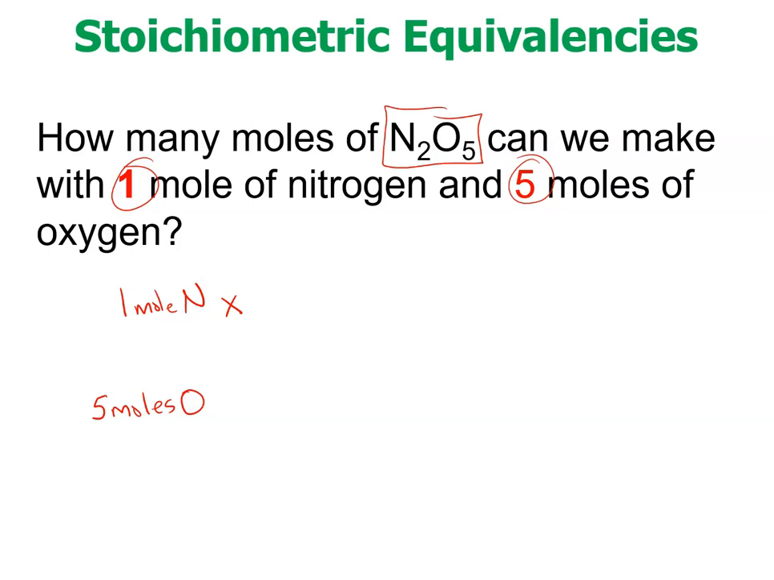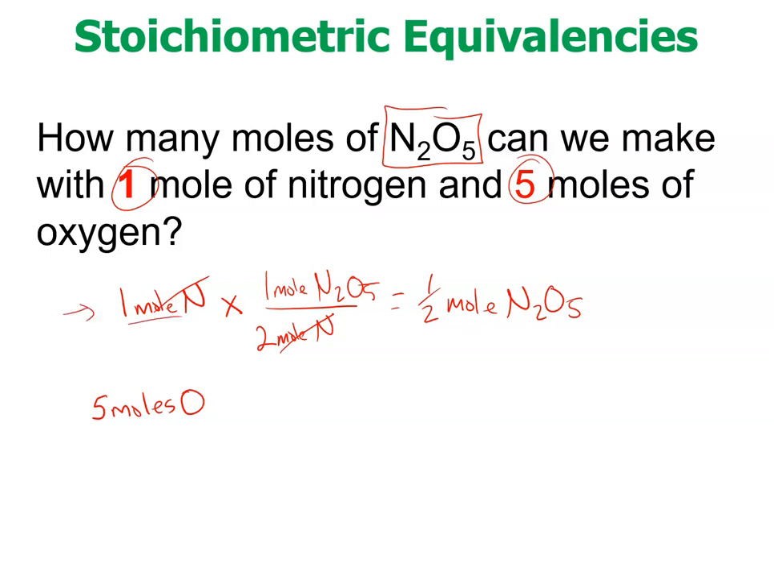We'll do this separately. If we have 1 mole of nitrogen to start with, we know that for every 2 moles of nitrogen, we will be able to make 1 mole of the dinitrogen pentoxide. Right, that was on the last slide. That allows us to cancel out moles of nitrogen, and then we have 1/2 of a mole of dinitrogen pentoxide that can be made if we have 1 mole of nitrogen.